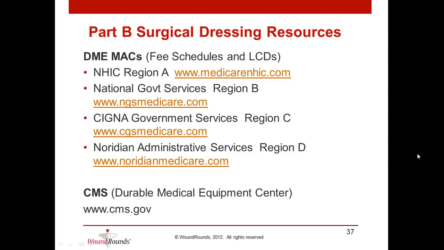It doesn't usually include the product categories. So what you may want to do is take the products that you're curious about finding the fee schedule for, write down those HCPCS codes, and then look at the fee schedule that way.